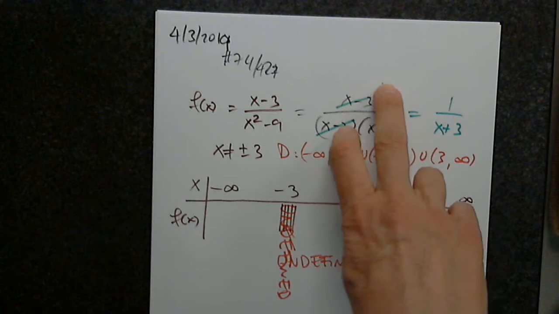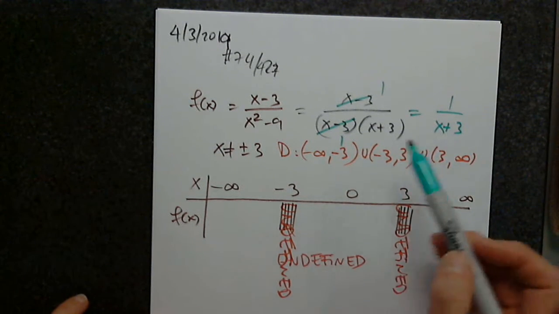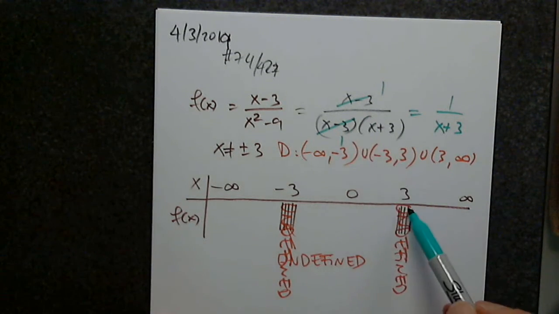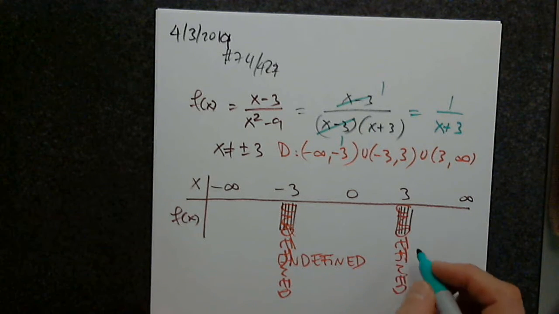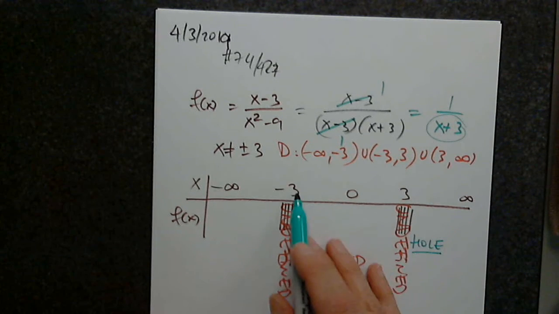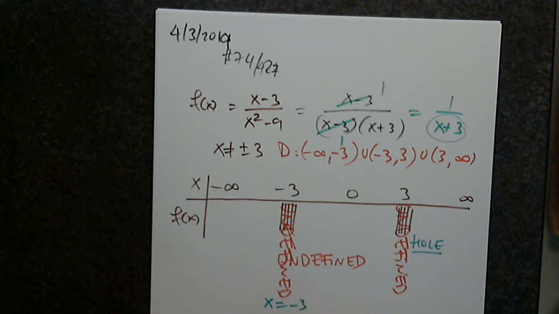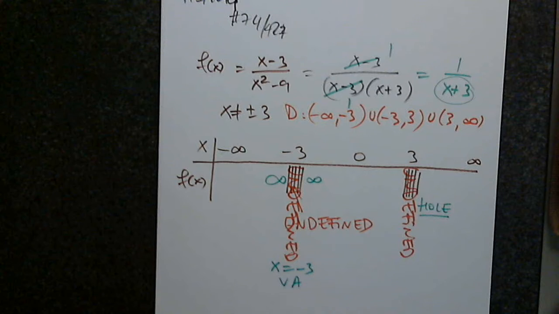The factor that went away, if you go back to your notes, and I should have gone back to the notes from, oh, I did, but I didn't point out where I wrote the exception. So because x minus 3 as a factor disappears, this is still undefined, but it will be a hole. This factor still stays. X equals negative 3 will be a vertical asymptote, which means left and right we will have infinities. No question.